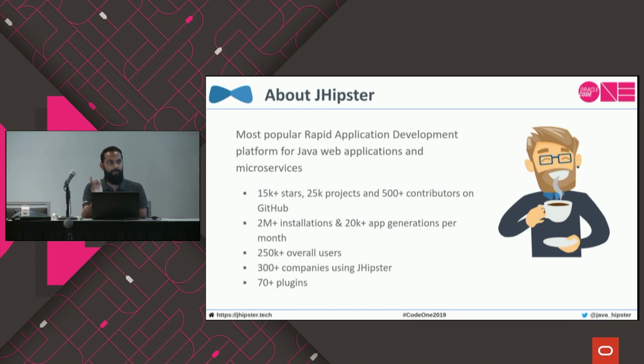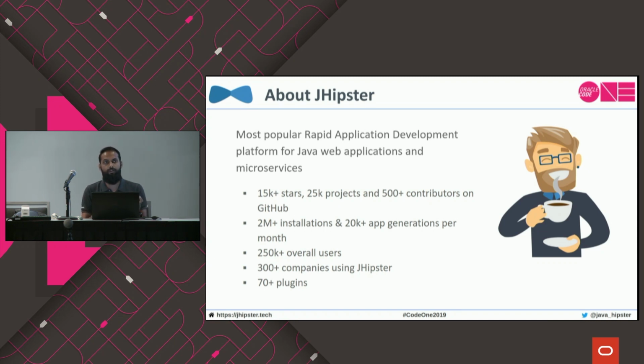Since it seems many of you are not familiar with JHipster, I'll give a very quick introduction, especially for the ones who are not familiar. It is one of the most popular rapid application development platforms for Java, web, and microservices. It has quite a good presence on GitHub with 15K plus stars, more than 25K projects on GitHub which use JHipster, and more than 500 contributors. It has more than 2 million installations so far, and every month on average 20,000 applications are generated. This is based on the anonymous stats that we collect.